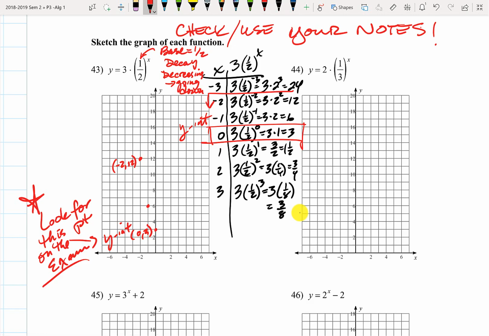Okay, so next one, 1 comma 1.5, and then 2 comma 3/4, 3 comma 3/8. And then you draw your curve. It's a decreasing exponential decay function, and it's asymptotic to y equals 0. So the HA here, the horizontal asymptote, is y equals 0. So here's your horizontal asymptote right here. So it's a decay function. It's decreasing, it's going down.